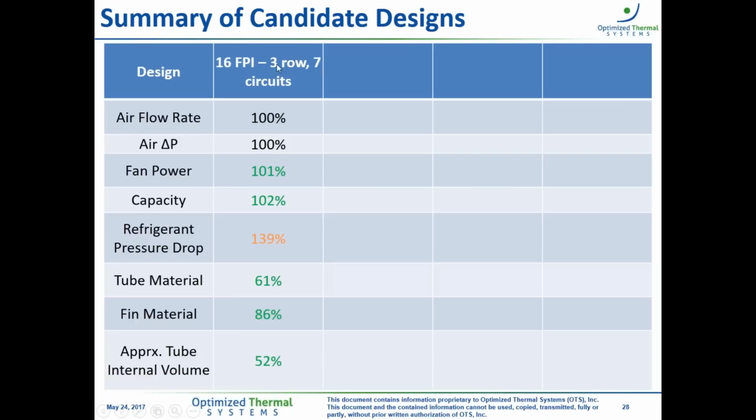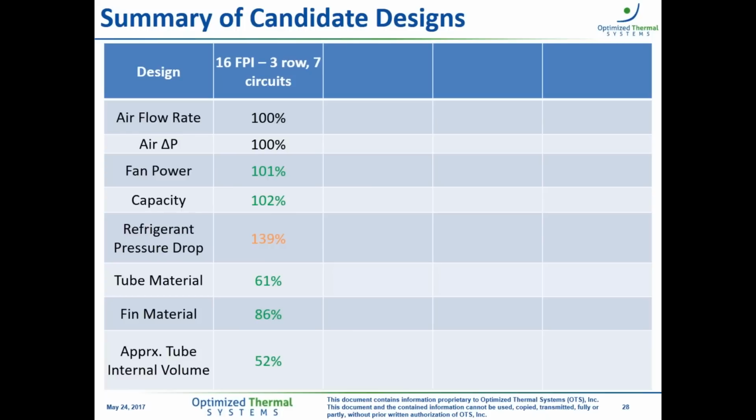If we look at our three-row design with 16 fins per inch, we can operate at the same airflow rate and we get the same air pressure drop as the baseline. Our capacity is increased by 2%, which is helpful, but our refrigerant side pressure drop is increased by 40%. Now, in this application, I think this is an acceptable increase in pressure drop.